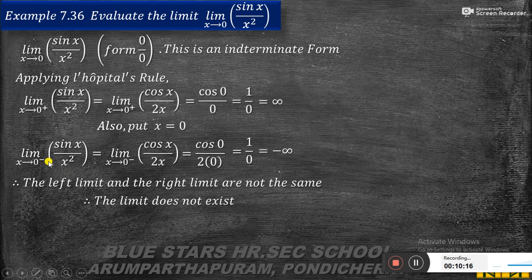Next I calculate the left limit, so the limit as x tends to 0 minus. 0 plus means the right limit, and 0 minus means the left limit.